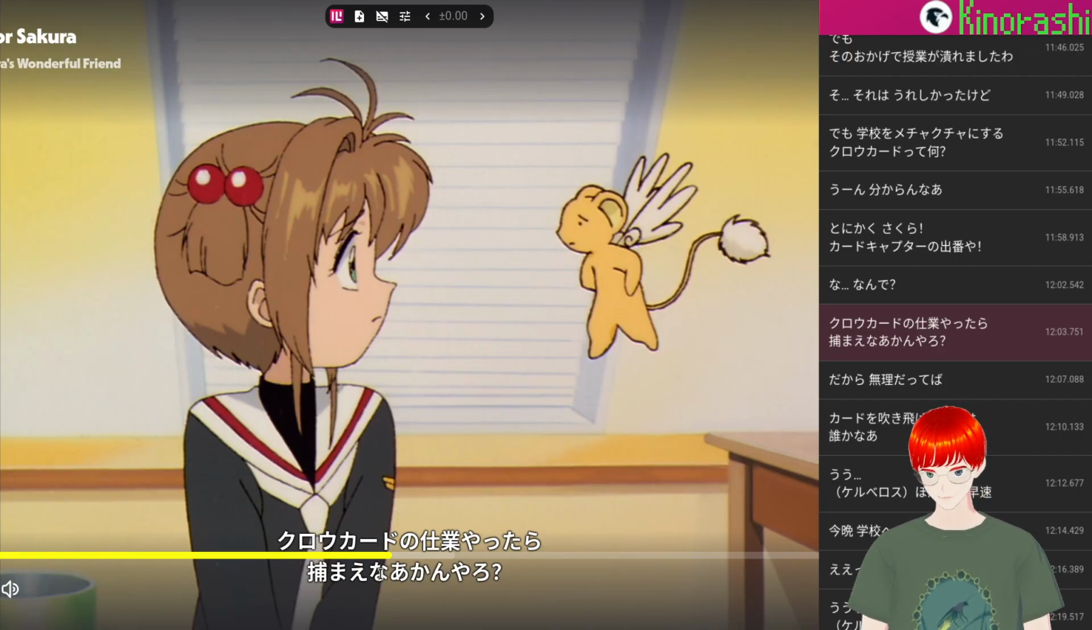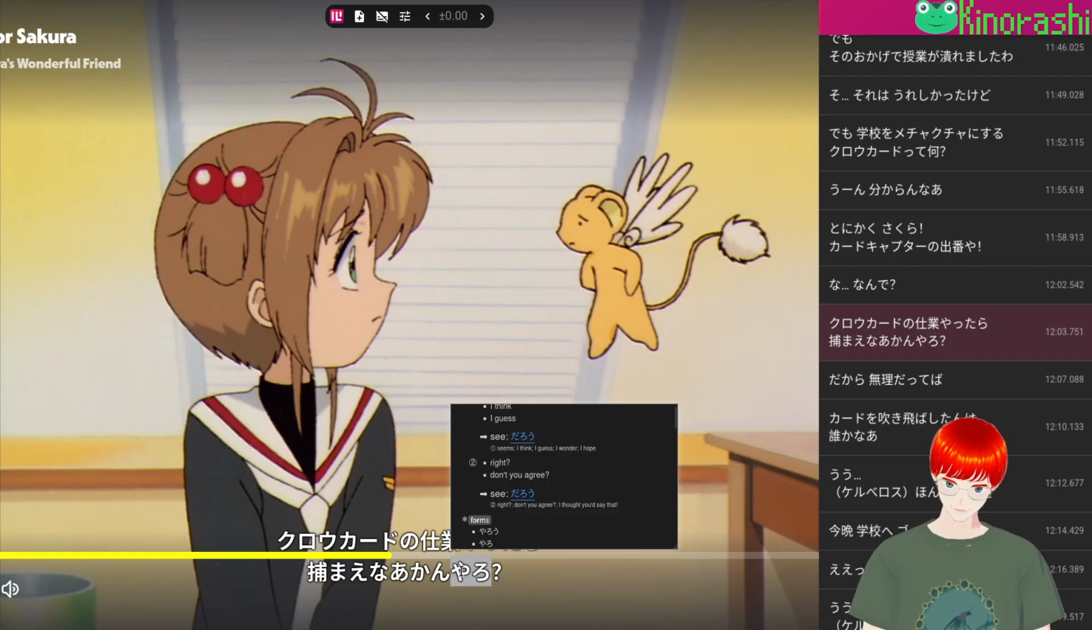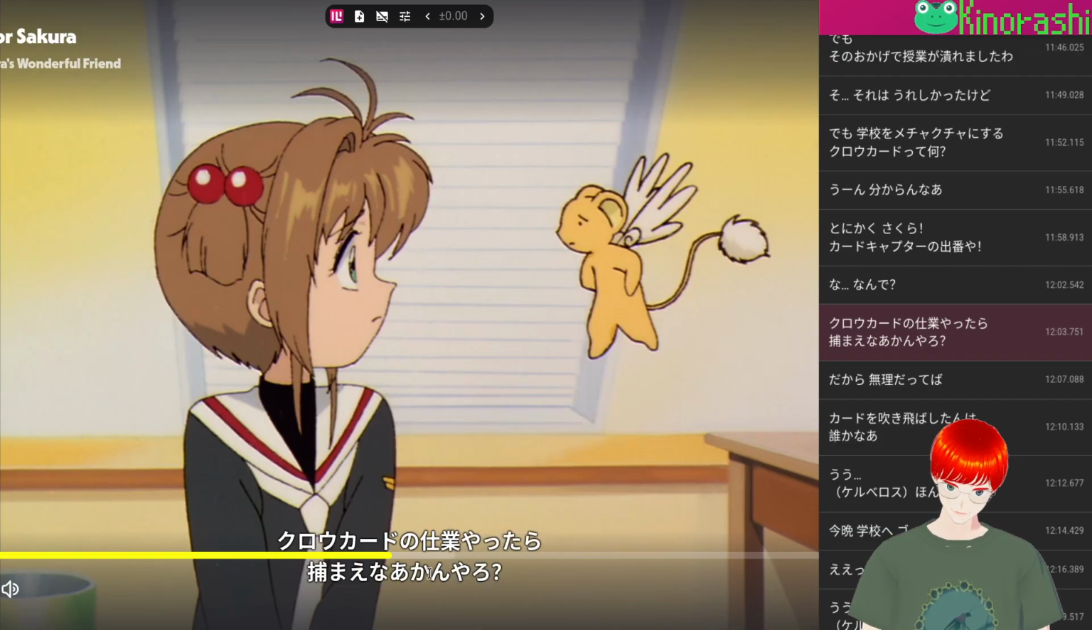Card Captor, okay. クラウカードの仕業やったら、捕まえなあかんやろ。So, I don't think it means I think or I guess in this case. Oh yeah, so this is basically short for darou, yes. So they're basically saying, right? Like, if it's a Clow Card, we have to catch it, right?